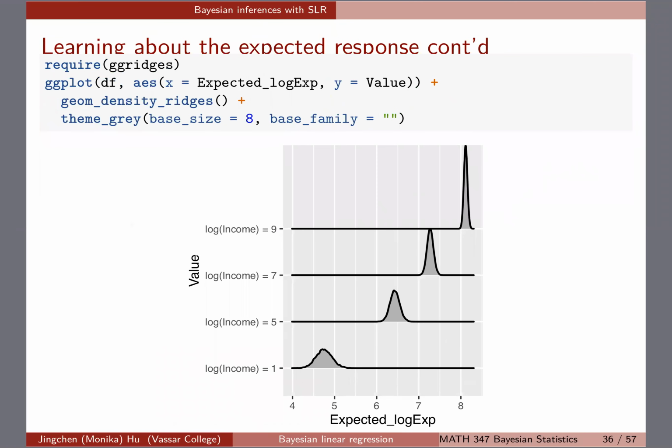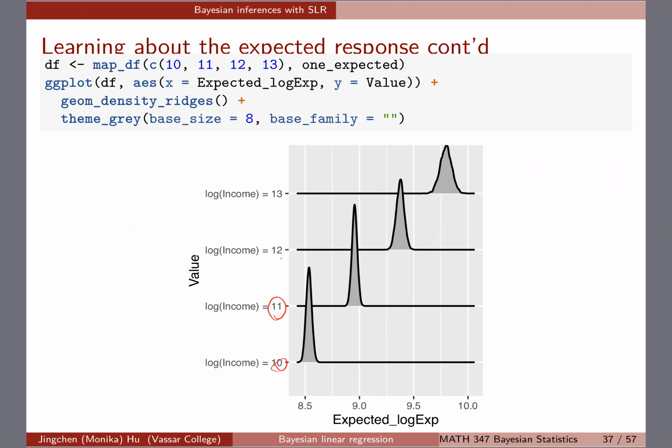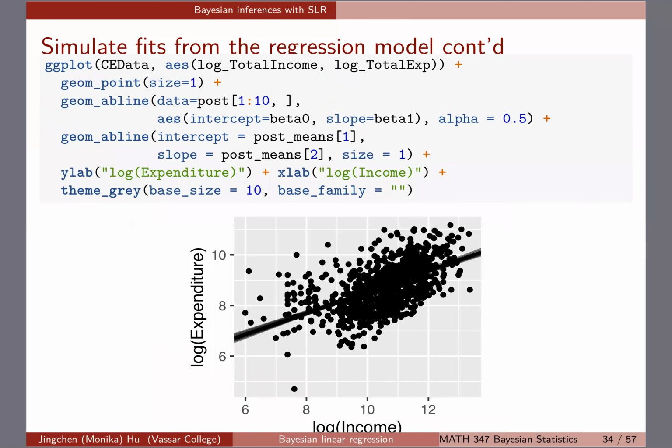Keep in mind what we have. This is when it's 1, 5, 7, 9, and the next is 10, 11, 12, 13. Keep those numbers in mind. If we come back to the scatter plot that we had at the beginning, the 1, 5, 7, 9 is in this range, and the 10, 11, 12, 13 is in this range. Overall, in the first range, the smaller the log income, the smaller the value of x, the fewer data points there are, so there is higher uncertainty.